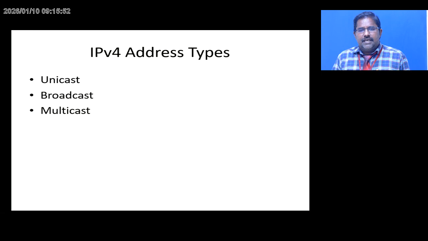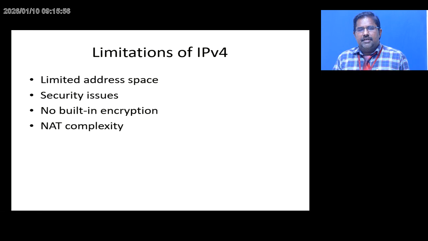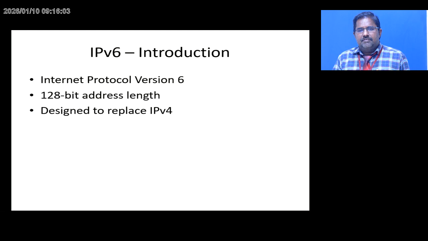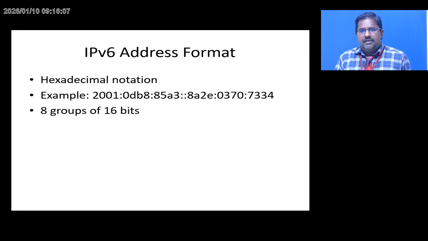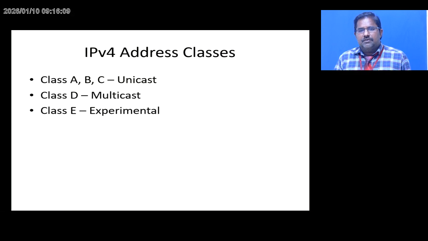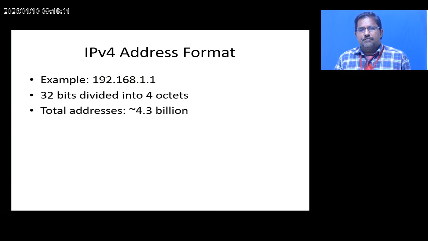For IP address types, we have 3 types of addressing: unicast, broadcast, multicast. Then the limitation of IPv4: it has a limited address space. For example, it has only a few IP ranges that we have to discuss here. It consists of 4.3 billion.